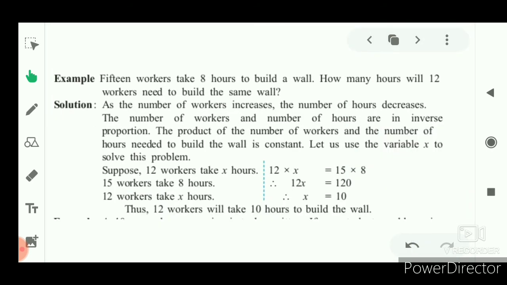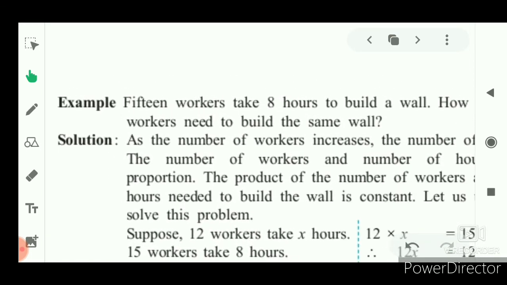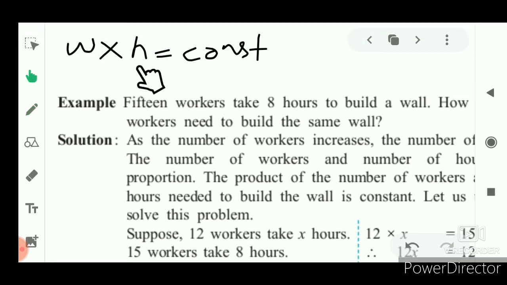अगर काम करने वाले कम होंगे तो दीवार को बनने के लिए ज़्यादा टाइम लगेगा, राइट? तो यहाँ पे कांस्टेंट टर्म क्या है और वेरिएबल टर्म्स क्या है? Here we can see that the number of workers and the number of hours are in inverse proportion. अगर workers कम हो जाएंगे तो घंटे ज़्यादा लगेंगे, है ना? तो here number of workers into number of hours equal to constant. ऐसा लेंगे हम क्योंकि नंबर ऑफ वर्कर्स एंड नंबर ऑफ आवर्स ये इनवर्स प्रोपोर्शन में है.